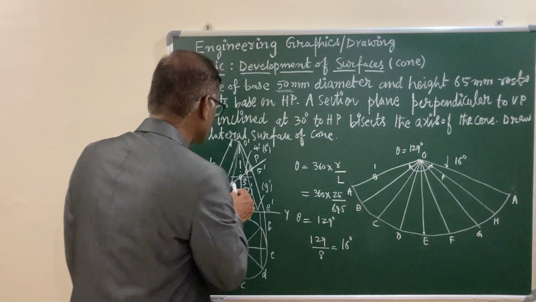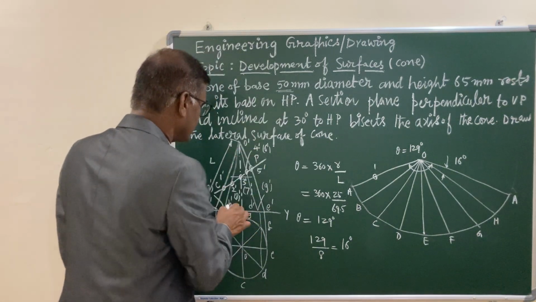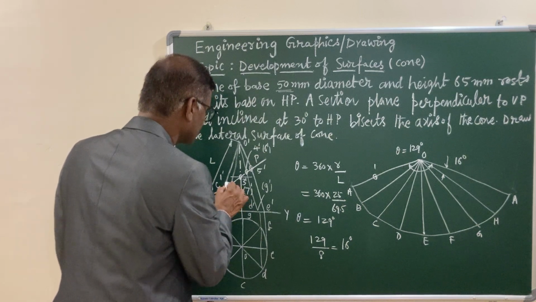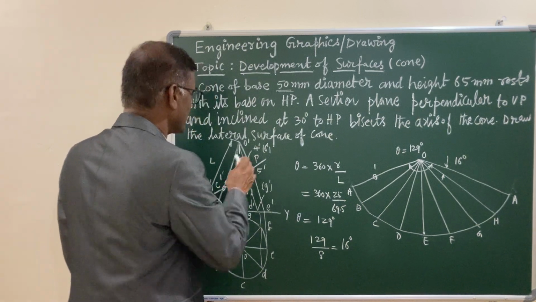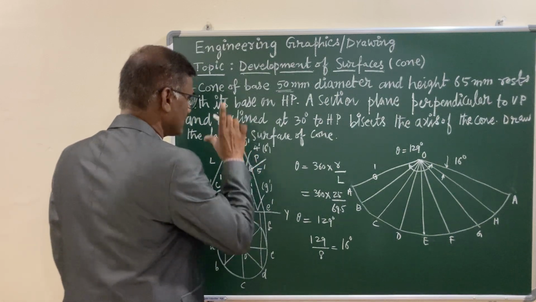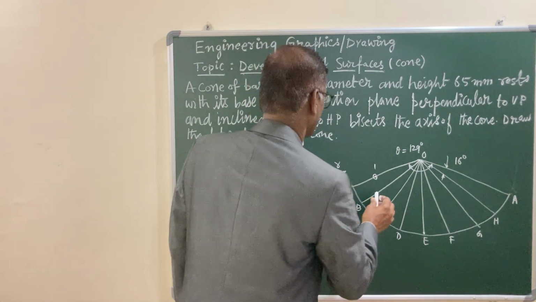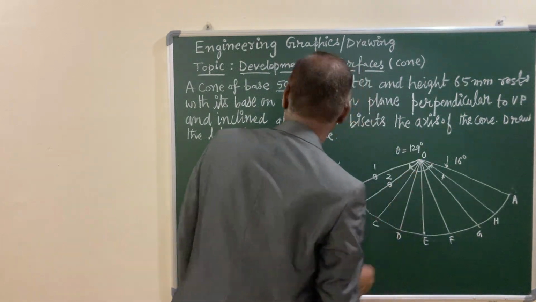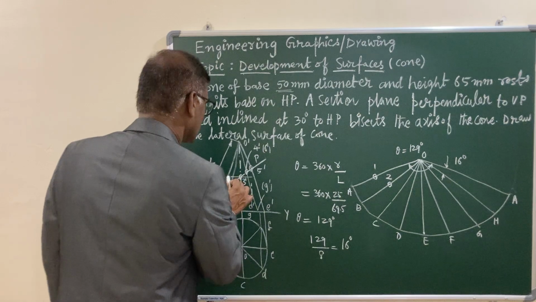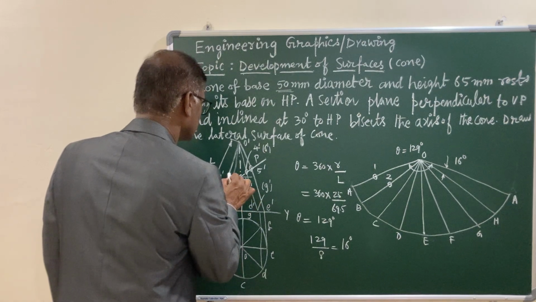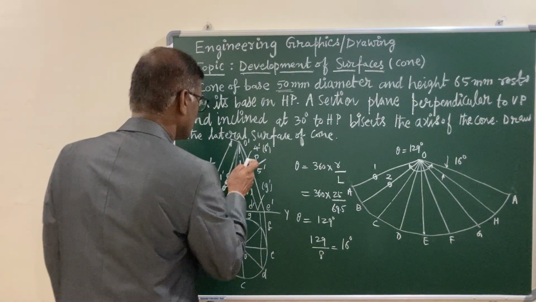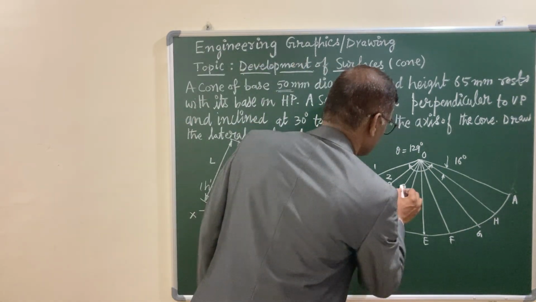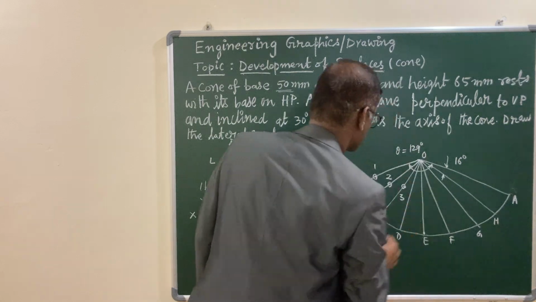To locate point 2, here O prime, B prime is not true length. Let us draw a parallel line, and this point is your 2 prime, O prime, 2 prime. With the help of compass, this real length you can mark on this. This is your 2. And 3, draw a horizontal line up to the true length of the generator. This is your 3 prime. With the help of compass, let us locate this, this is your 3. I am marking it as 3.